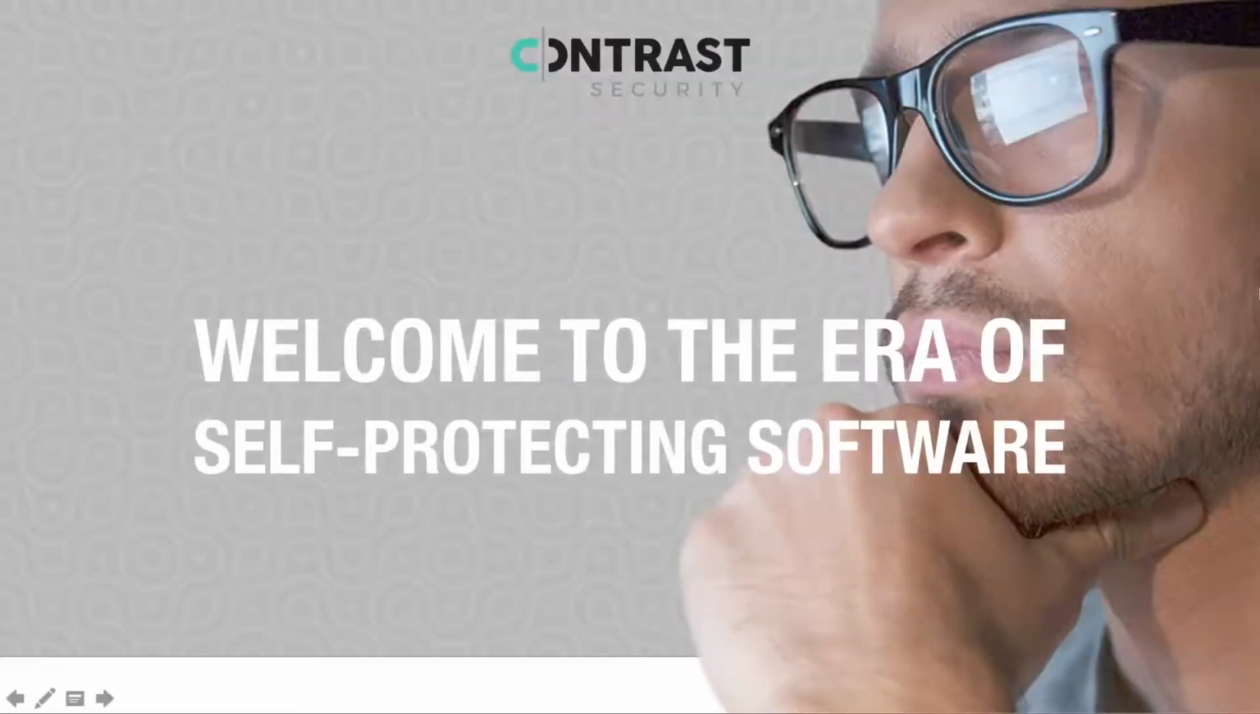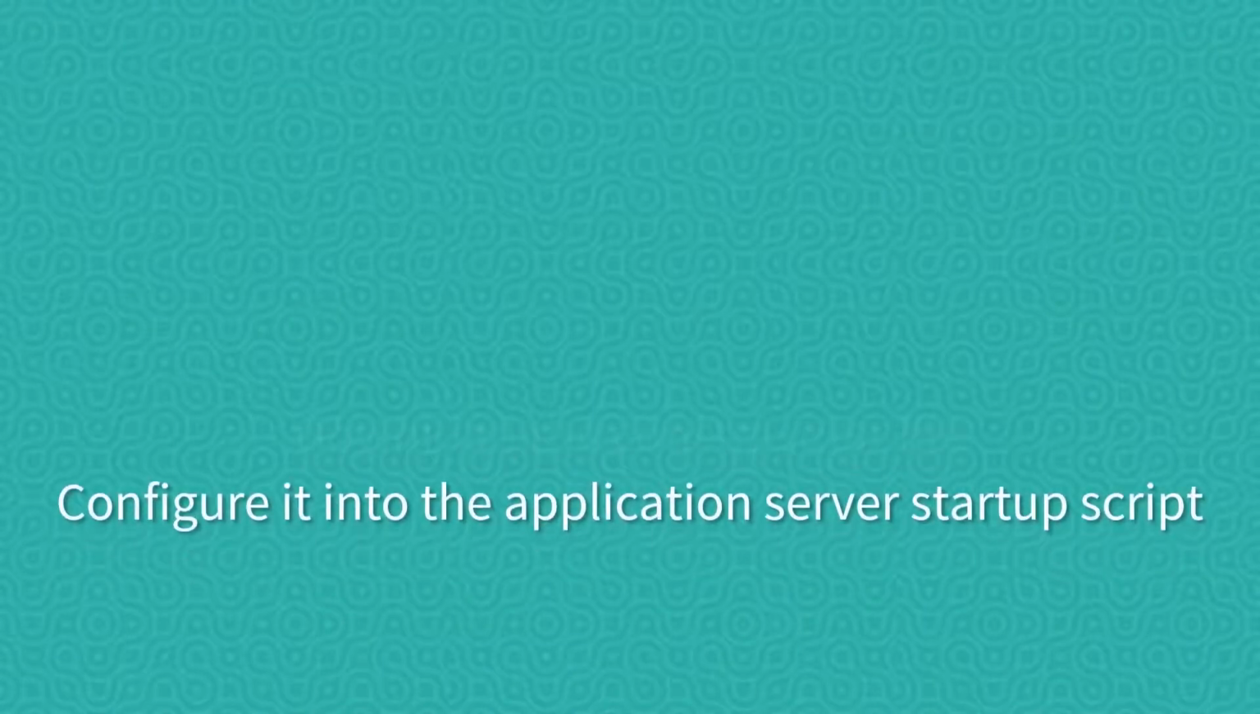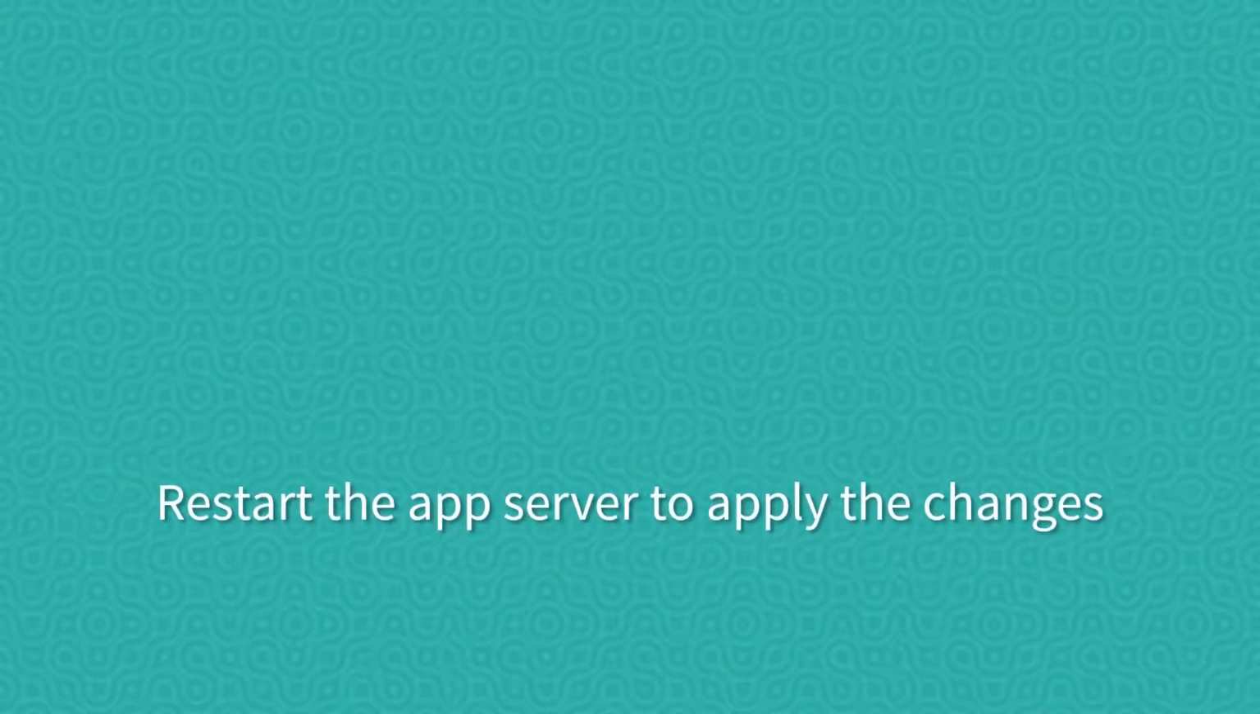Hi everyone, I'm Simon. In this lesson, we will add a new Java application to our team server so we can detect any vulnerabilities it may contain. The steps to add a new Java application are very simple. We download a contrast.jar file, configure it into the application server's startup script, then restart the app server to apply the changes. Let's get started.